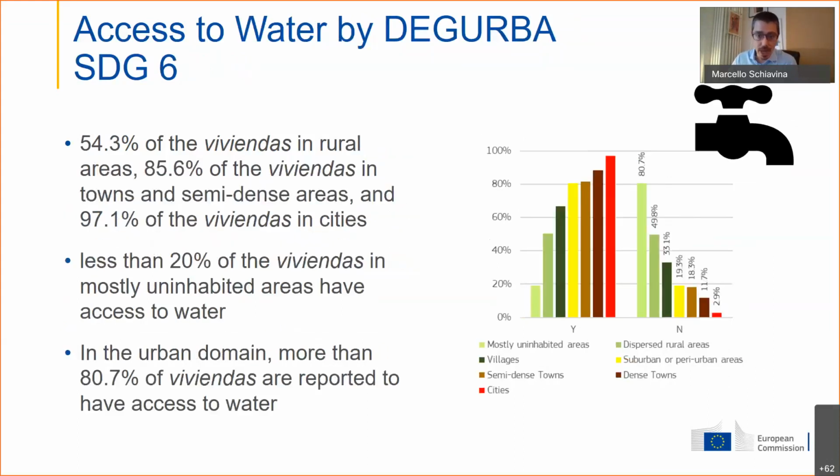Marcello, I'm going to close my presentation with a few more things. We also have the distribution of access to water according to the degree of urbanization. Here we have the same trend, from lowest access in mostly uninhabited areas to highest in cities. Less than 20% in mostly uninhabited areas have access to water, while more than 80% access this service in cities.